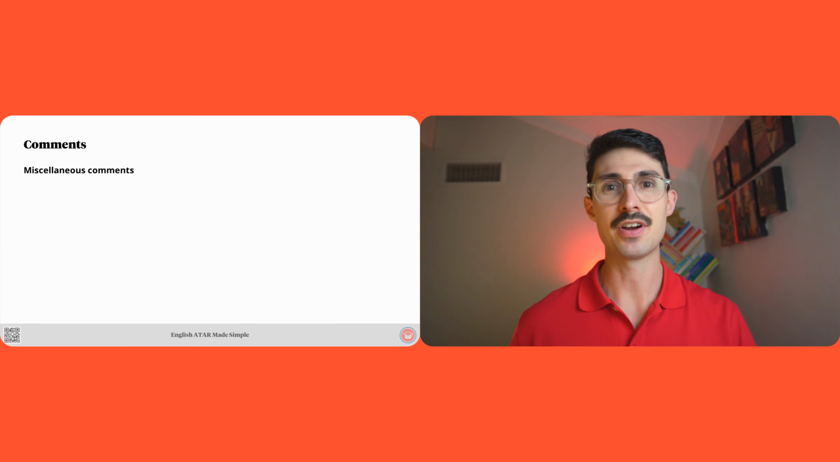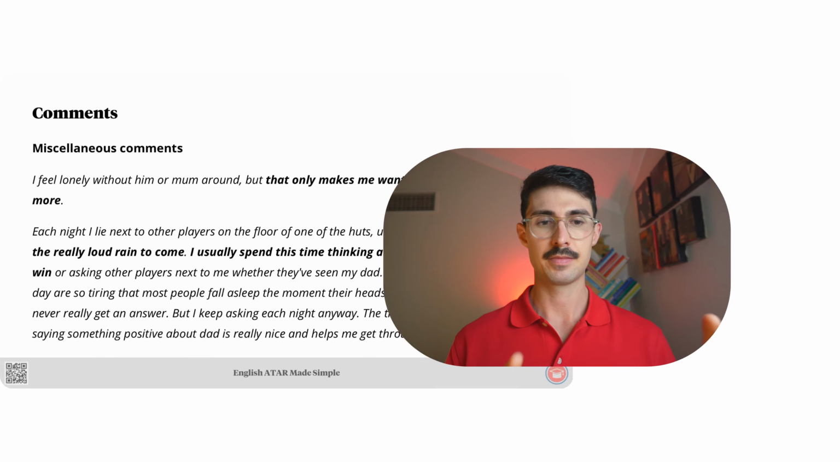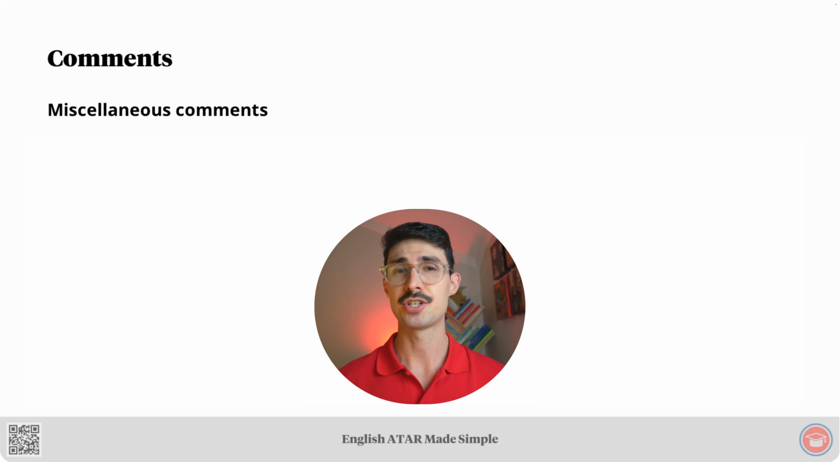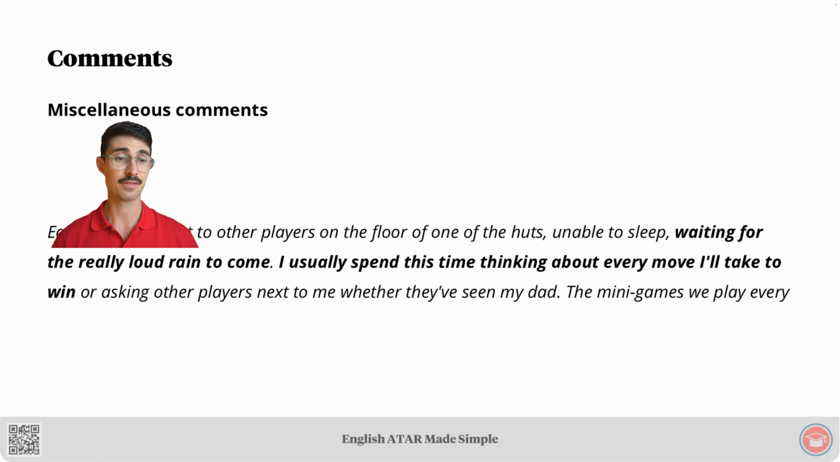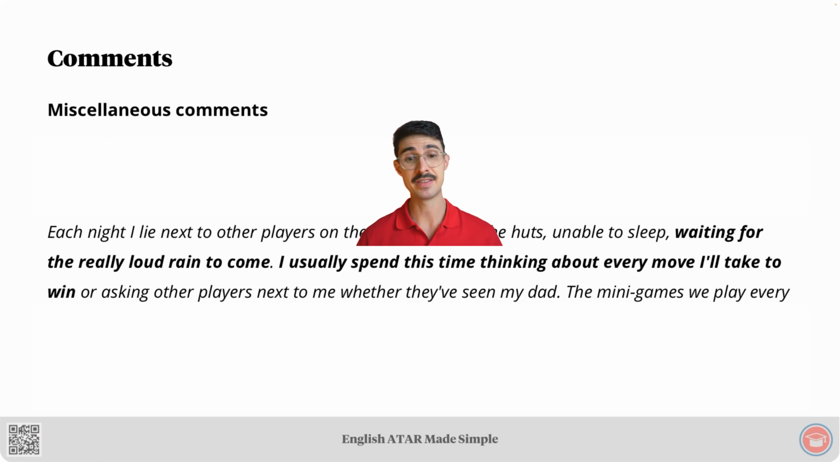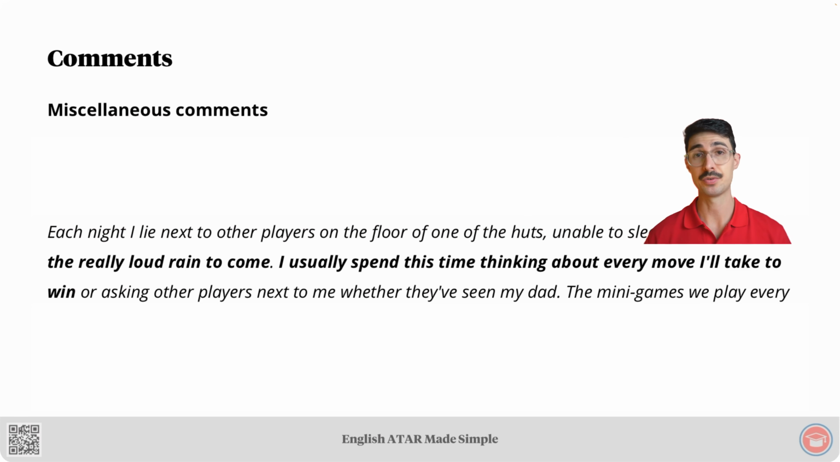Here are some miscellaneous comments. These emboldened excerpts develop Charlie's character by highlighting his determination. "That only makes me want to win the game even more." "Waiting for the really loud rain to come, I usually spend this time thinking about every move I'll take to win." We get a sense that this kid is pretty determined to try and win this game.